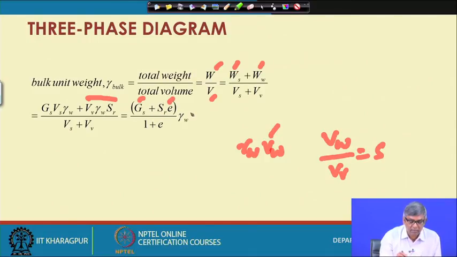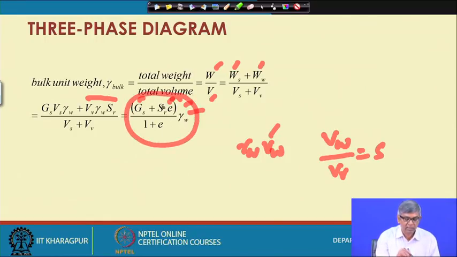If I take gamma W out, it becomes gamma bulk equals Gs plus Sr into e divided by 1 plus e, into gamma W. So, if you know the specific gravity of the soil, the degree of saturation, and the void ratio, you can find the bulk unit weight of the soil from this expression. Sometimes, if either the void ratio or the degree of saturation is not known, we can also find it using this equation.